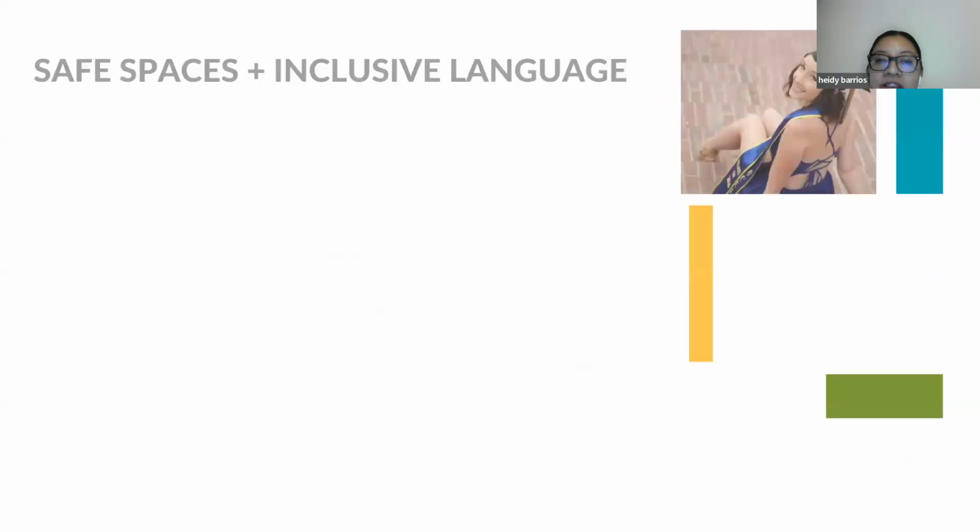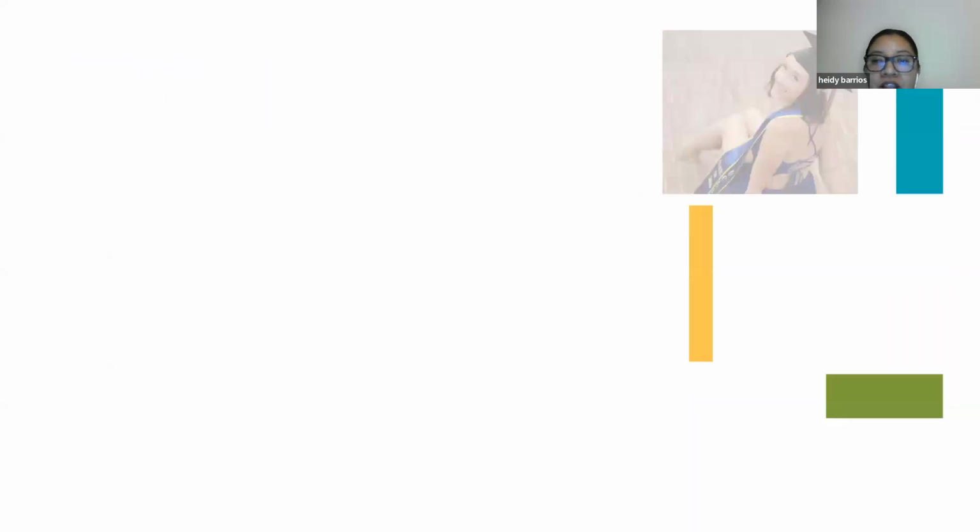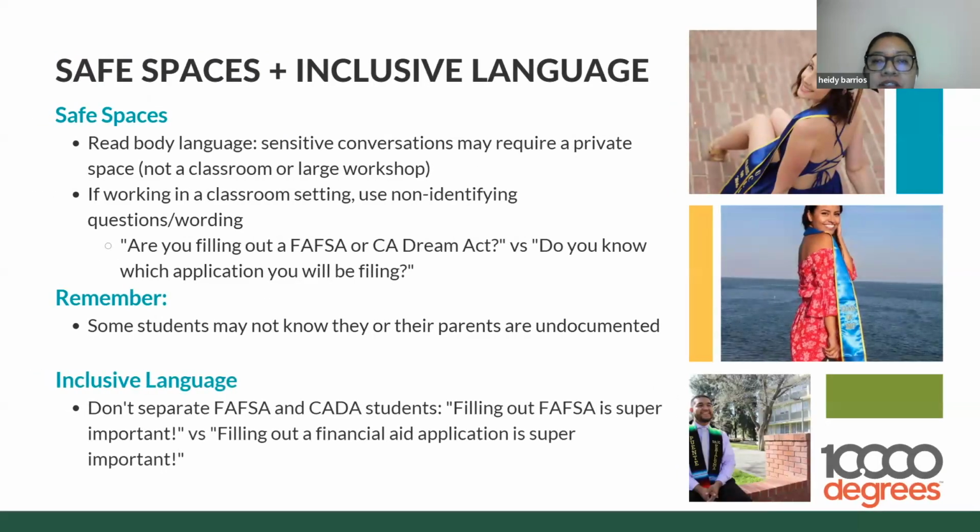And then safe space and inclusive language. Creating a safe space is essential when discussing sensitive topics like immigration status and financial aid. Body language plays a key role, so if the conversation is sensitive, it's best to have it in a private space, not in a classroom or in a large group setting.